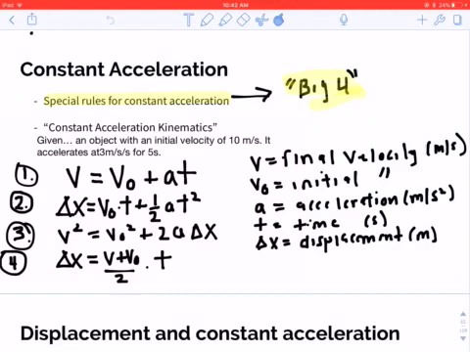Okay, next equation, which we discussed a little bit yesterday, right? Change in displacement equals initial velocity times time plus 1/2 the acceleration times time squared.